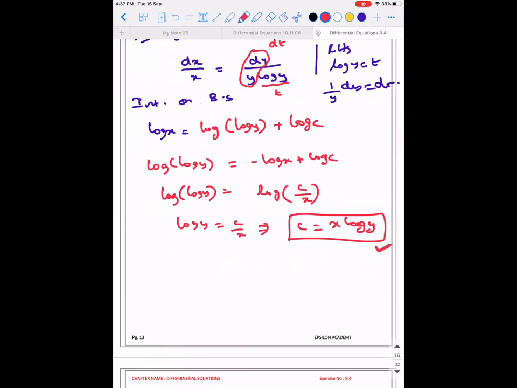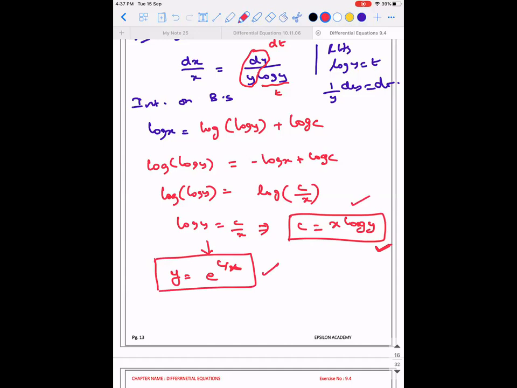c by x is log y. So from this, the alternate way to write is y is equal to e power c by x. This is also another solution. This is also right. Both mean the same. I'm not sure how the answer is given at the back.